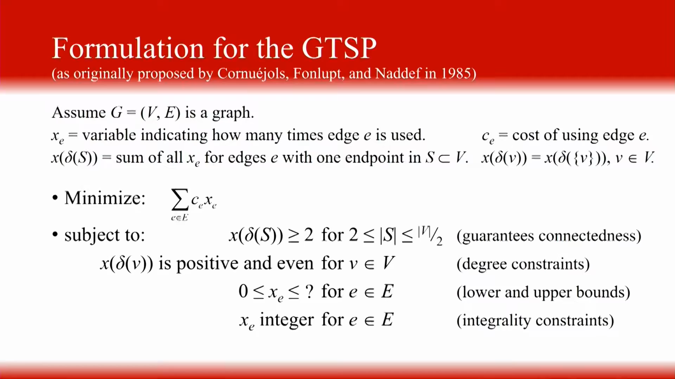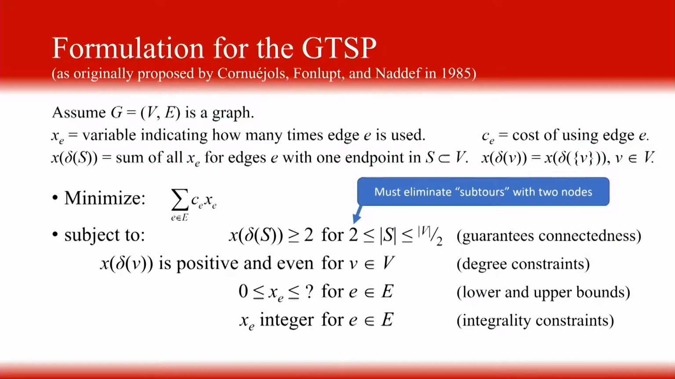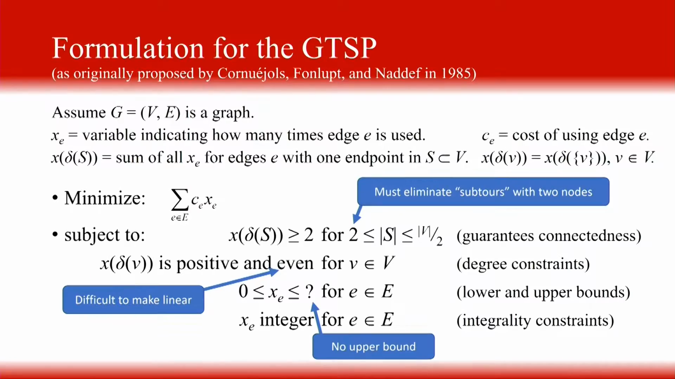For the graphical traveling salesman problem introduced by Cornuéjols, Fonlupt and Naddef in 1985, we have a similar looking thing, but a few things that are a little bit different. I have to worry about subtours of size 2 because I could go back and forth on the same edge. This is the big problem. I've got constraints that say the degree is positive and even, which makes for a lot of disjunctions, which are messy to deal with. There's no upper bound on how many times I can visit an edge.